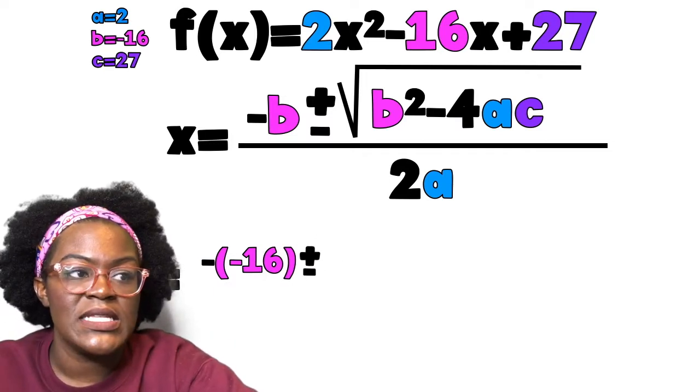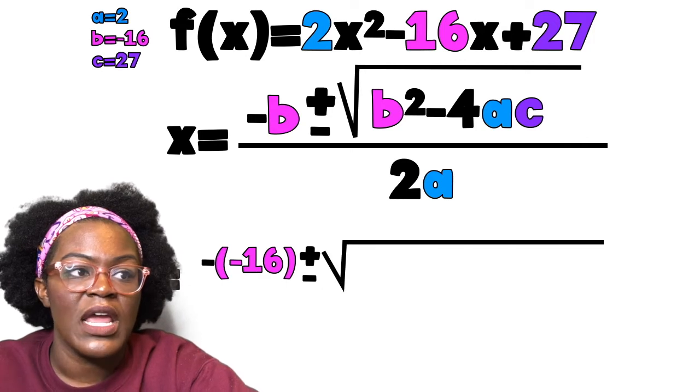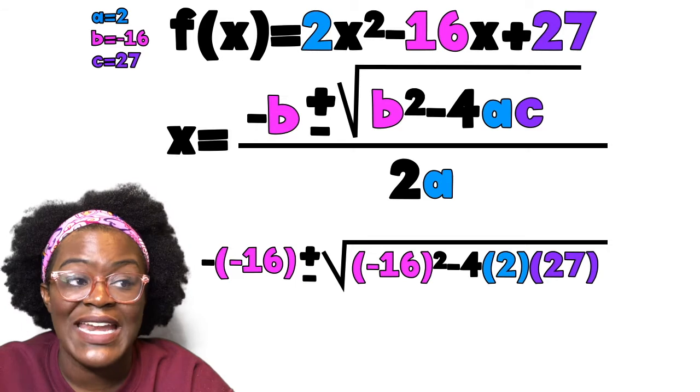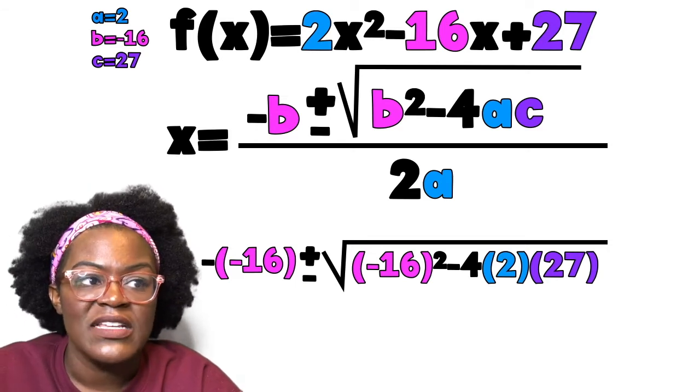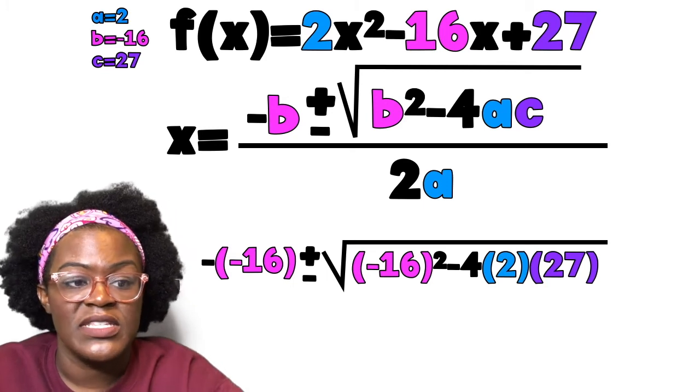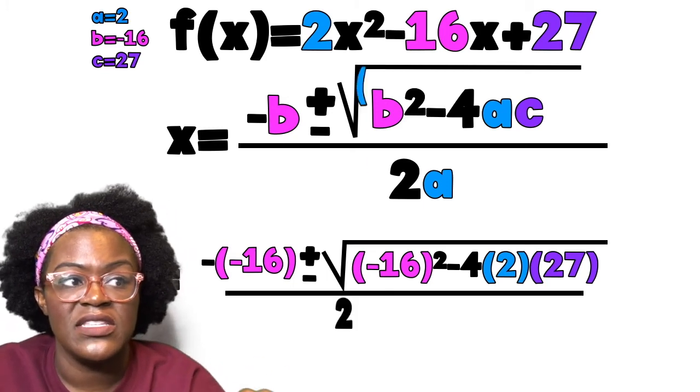Plus or minus the square root of b squared minus 4ac, so negative 16 squared, minus 4, that was in the formula, that's why it's black, parentheses 2, parentheses 27, all over 2 times a, which in this case is 2 times 2.